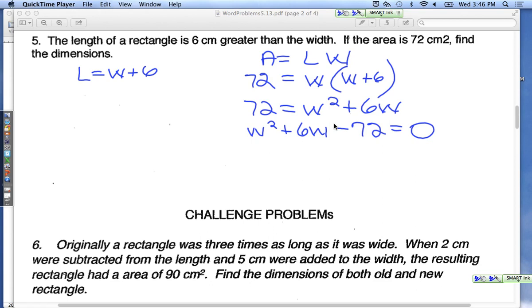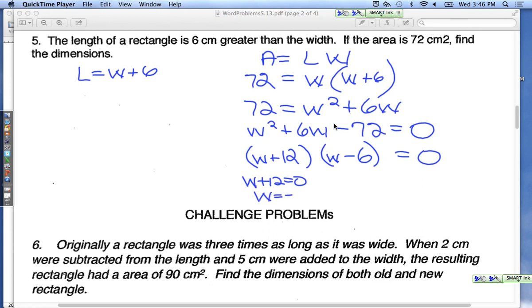And since the constant is negative, that means I'm looking for factors that alternate. One's positive and one's negative. So factors of 72 that differ by 6 are 12 and 6. Since the 6 in the center is positive, that means the larger factor is positive. The smaller factor is negative, and then I set each piece equal to 0. So the first root is negative 12, and the second root is positive 6.